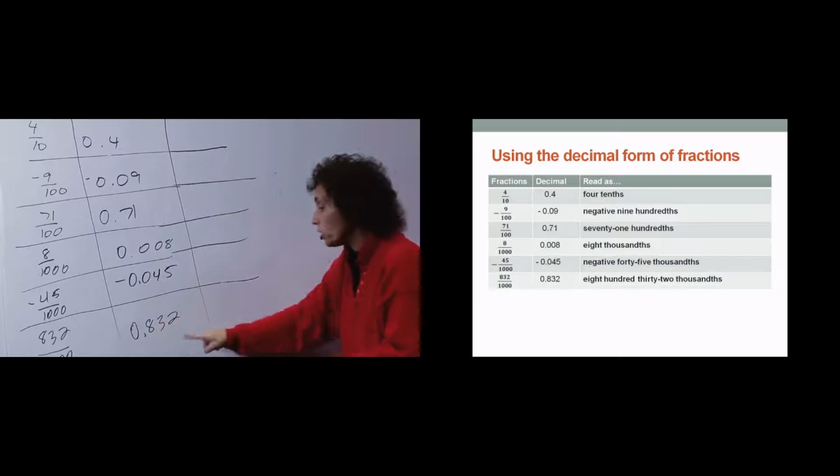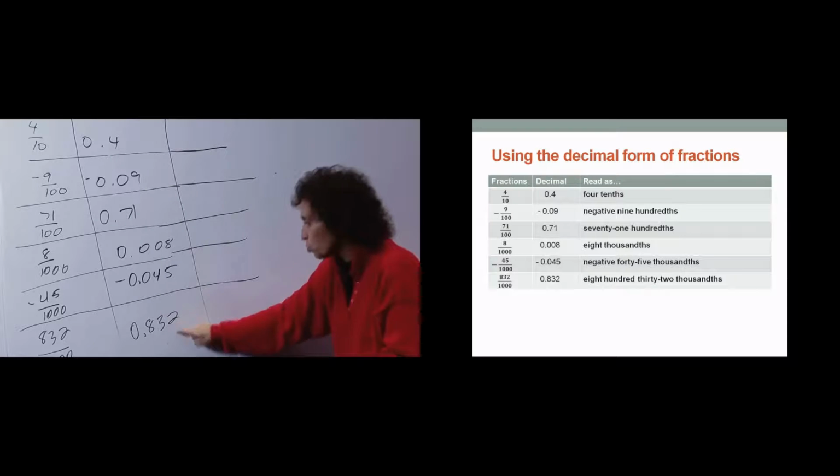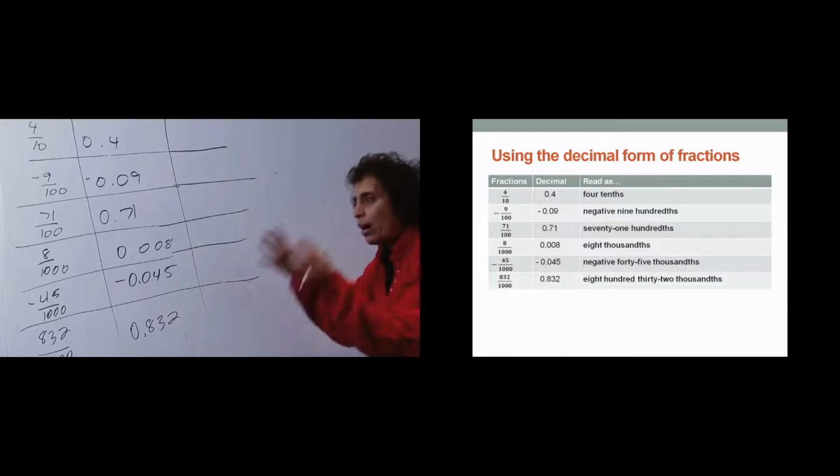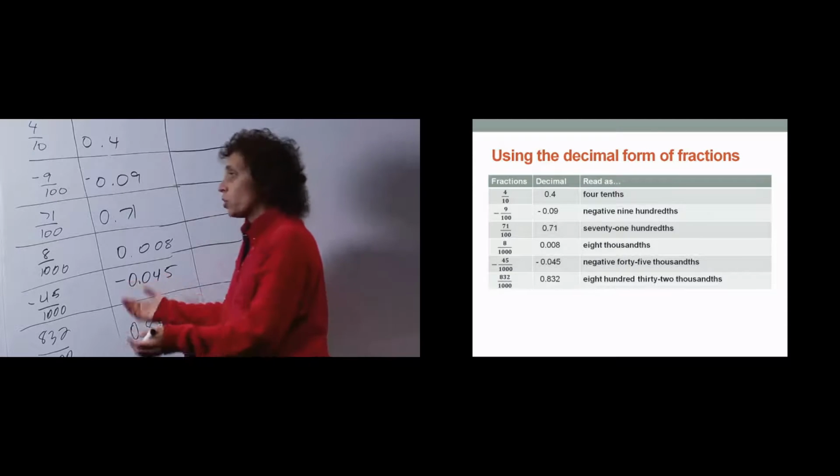Let's look at this one. 8, you actually do say 832. Tenths, hundredths, thousandths place. 832 thousandths. That's how you say it. And if you have a negative, of course, you say the negative. And that's all there is to it.